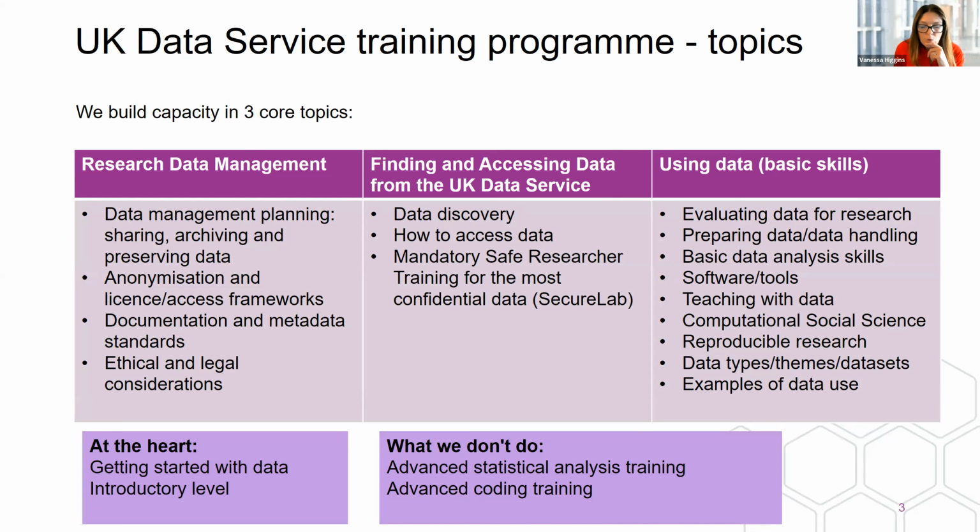So what we do is basic data skills training for social scientists. We don't get into the advanced statistical training or advanced coding. So it's very much that introductory level. And we also provide our secure lab training, which is quite a specific training course compared to the rest of the training that we do, which is for the most confidential data that we hold. And that's mandatory. That particular course is mandatory if you want to use that secure level data.